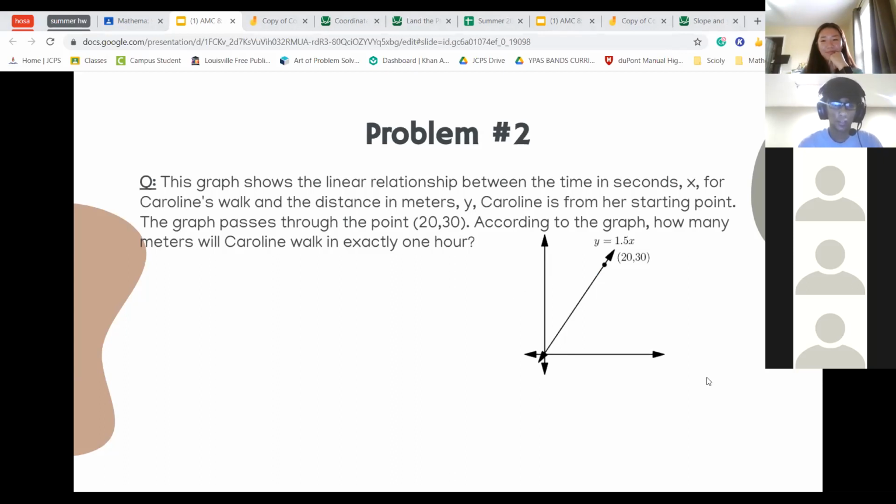This graph shows the linear relationship between the time in seconds x for Caroline's walk and the distance in meters y Caroline is from her starting point. The graph passes through the point 20, 30. According to the graph, how many meters will Caroline walk in exactly 1 hour? And be careful with the units here.